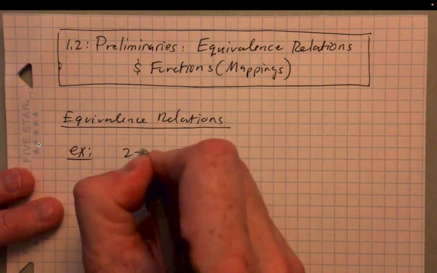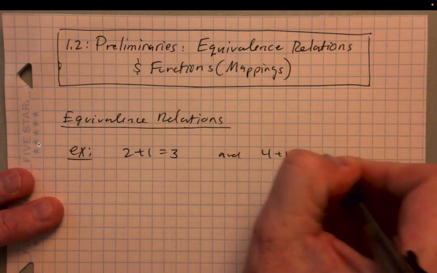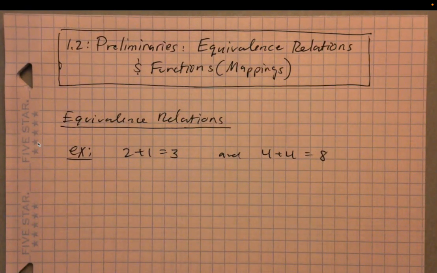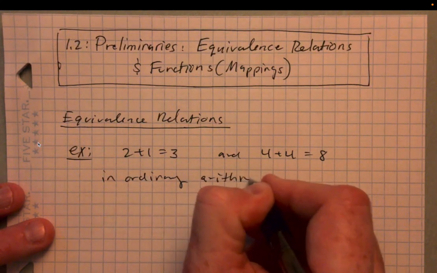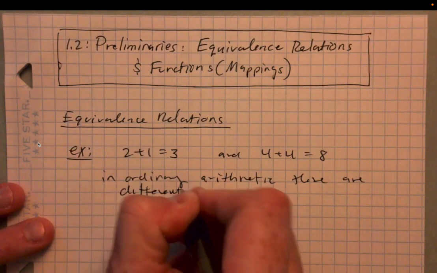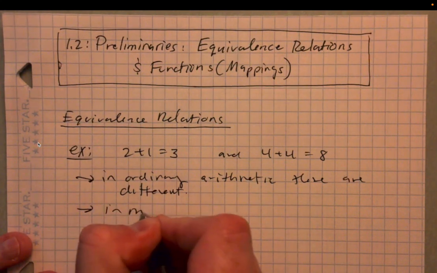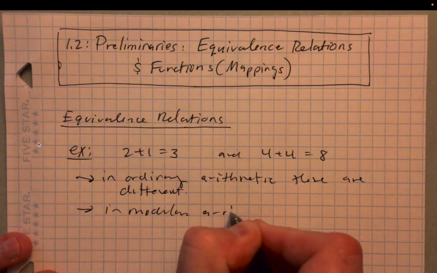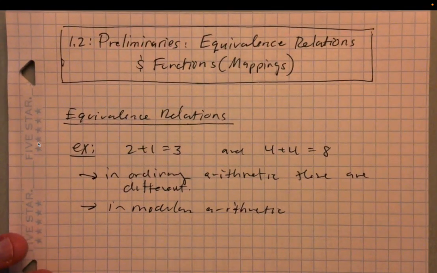2 plus 1 is 3, and 4 plus 4 is 8. Right? In ordinary arithmetic, we would say that 3 and 8 are different. Nothing too novel there. But what about in modular arithmetic? In modular arithmetic, the rules change. What we consider the same in modular arithmetic changes.